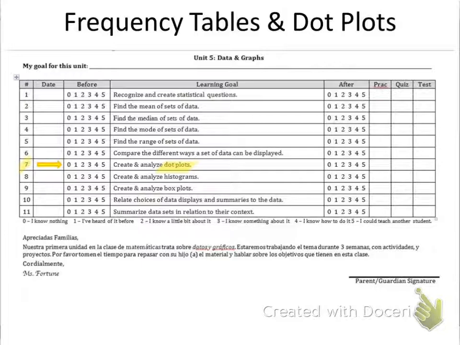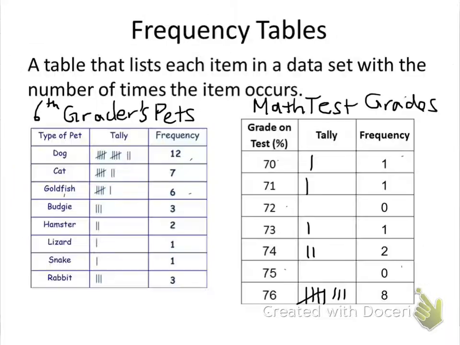Then think about dot plots. Do you know what a dot plot is? Have you heard of it before? If you know a little bit about it, think about how much you know and then circle your before level of understanding. After you've done that, you're going to take your note from today and glue it into your notebook, please. Then you're ready to get started.